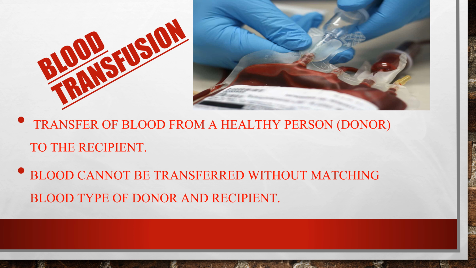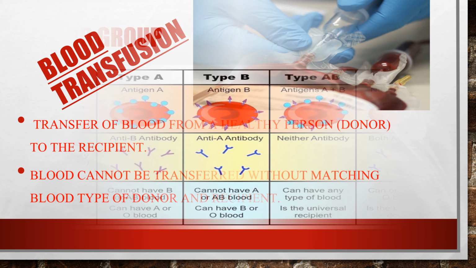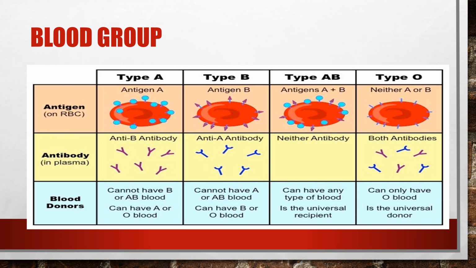For blood transfusion, blood cannot be transferred without matching the blood type of the donor and the recipient. So that needs to be matched. Depending on the presence or absence of proteins called antigens and antibodies, blood is Rh positive or Rh negative. I'll teach you what that is, but first let us know the various types of blood groups.